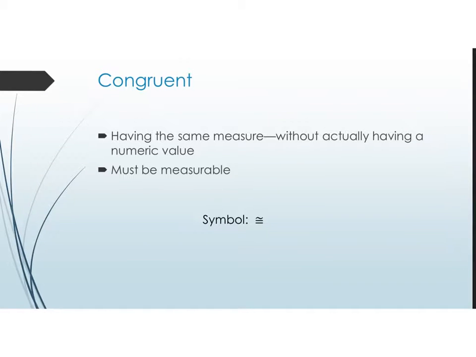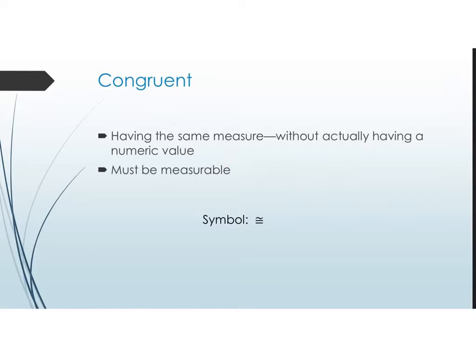So this video is intended as an add-on to the vocab you already have, just to kind of bring home a couple of points. So what we're looking at right here is congruent, having the same measure without actually having a numeric value. Must be a measurable thing. We're talking about distance. We've already talked a little bit about congruent. Again, it means they have the exact same measurement. This is the symbol, equal sign with a little tilde above it there.